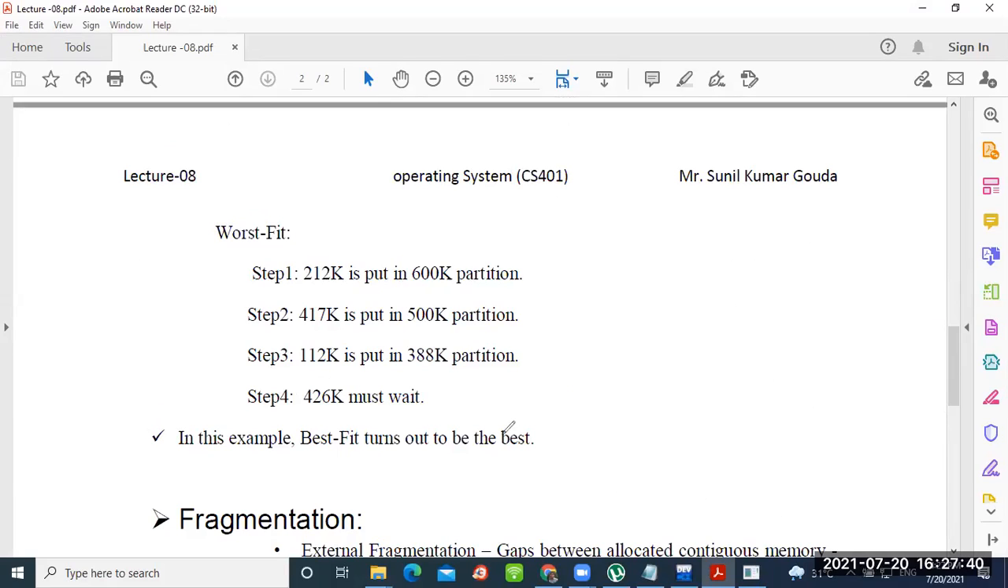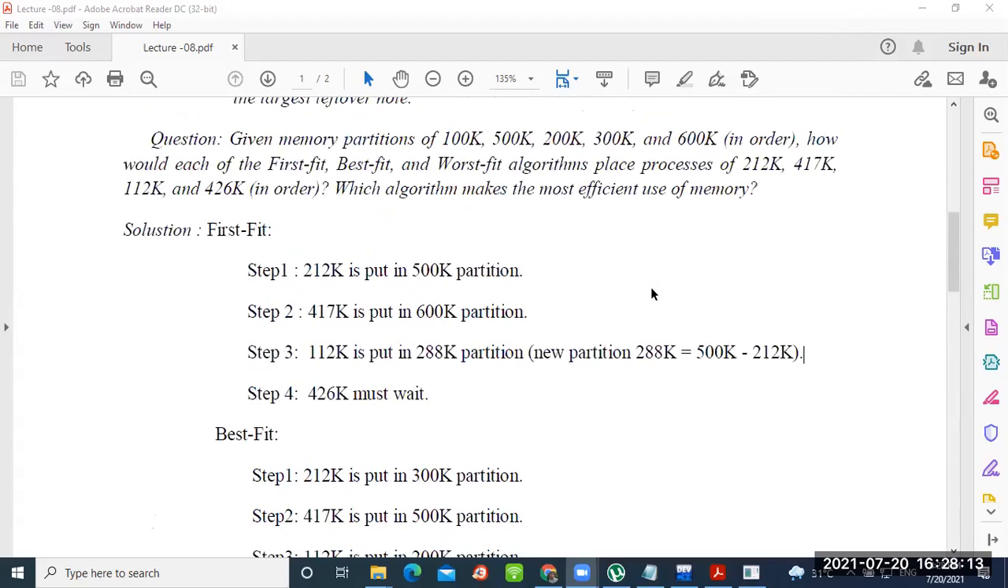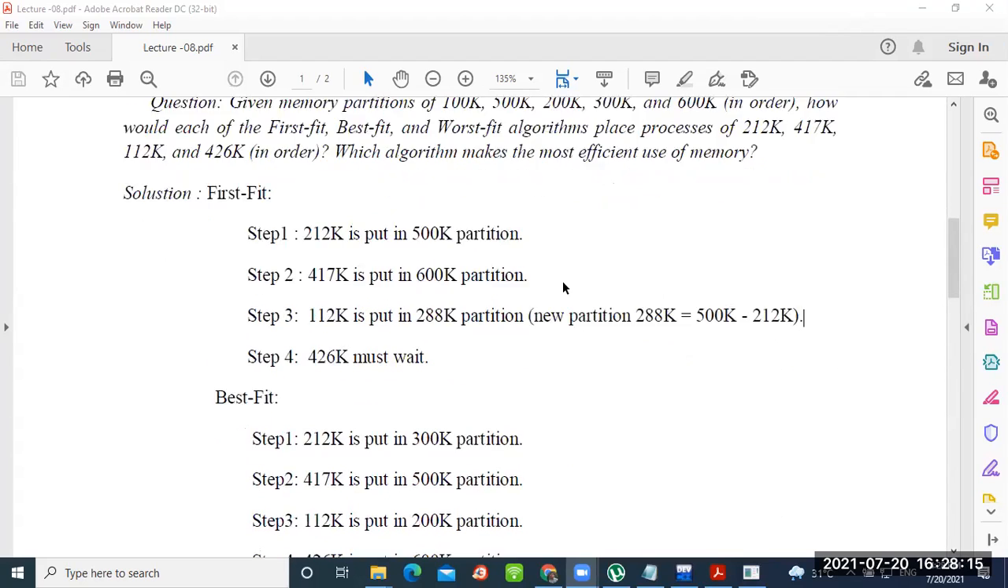And what about the first process? To which partition? Sir, block 2. Okay. And what about the second process? Sir, block 5. And what about the third process? Sir, block 3. What is the partition for the block 3? 200. Yes, sir.